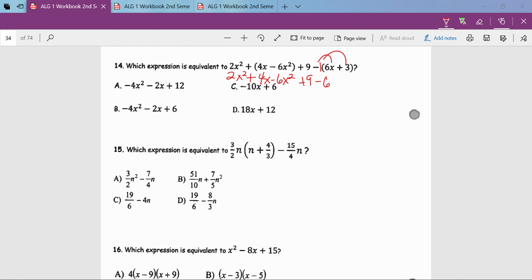Negative 1 times 6x is negative 6x. Negative 1 times 3 is negative 3. Then all I have to do is combine like terms. On number 15, you are going to multiply or distribute this 3/2 n times n, and then times 4/3, and then you will combine like terms. And that is our practice for this assignment.